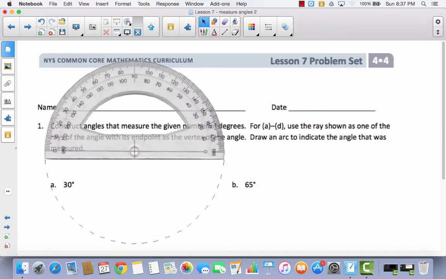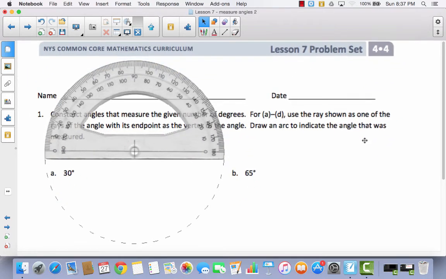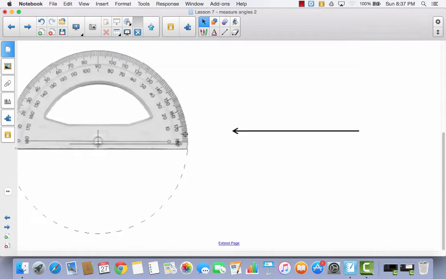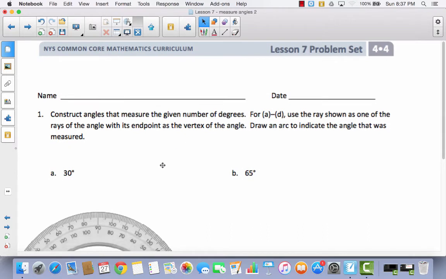Okay, all right, so let's take a look at our problem set. And remember, this lesson is all about drawing and measuring angles. So you're going to have a chance to draw some angles as well as measure angles. Now, if you'll take a look at the directions here, it says construct angles that measure the given number of degrees. For A through D, use the ray shown as one of the rays of the angle with its endpoint as the vertex of the angle. Draw an arc to indicate the angle that was measured.